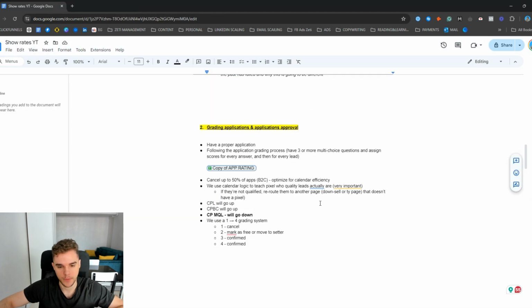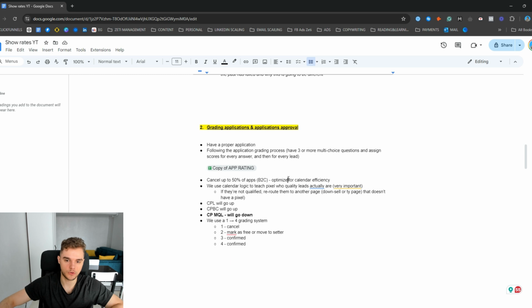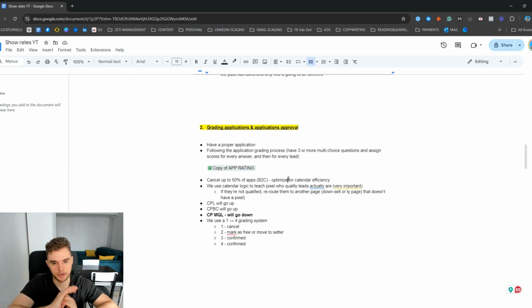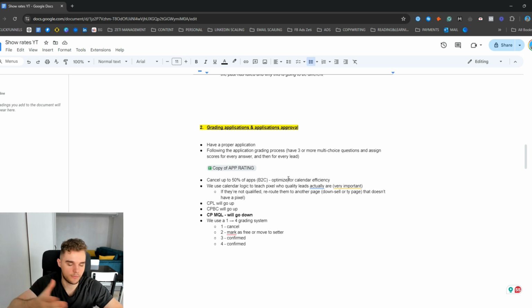This is absolutely key. Now, when it comes to canceling policy, you want to cancel up to 50% of applications, specifically for B2C. And you also want to optimize for calendar efficiency, because you can be fully booked with calls, but obviously if a lot of calls are not going to show up and if they're not going to close, then you're not going to be able to scale. And you want to optimize for efficient qualified calls on your calendar that are actually going to show up.